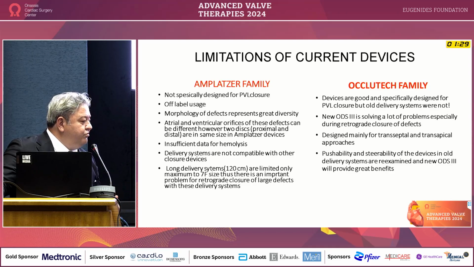you can also use, you know, Gregor's large sheath, the Oscar sheath, in the left atrium and multiplex approach. But Occlutech family devices are good and specifically designed for paravalvular leak closure, but the old delivery systems were not good. You cannot use the largest devices with this old delivery system.